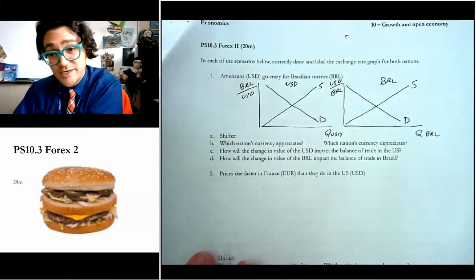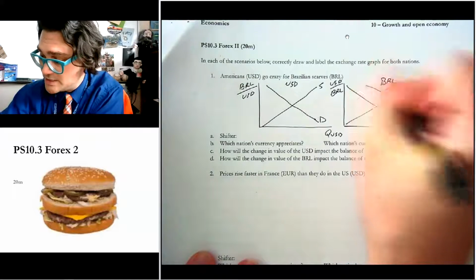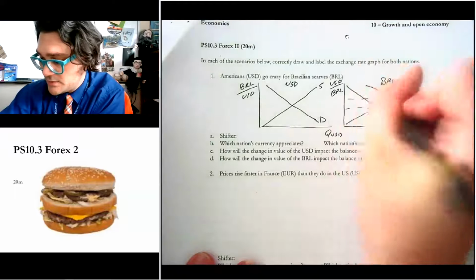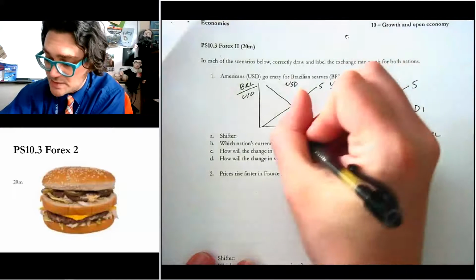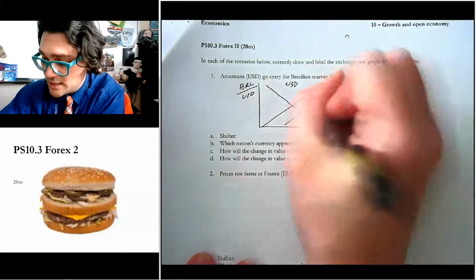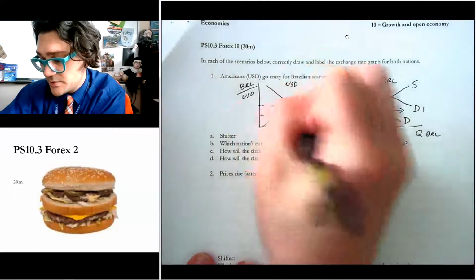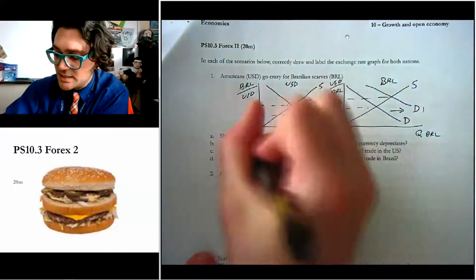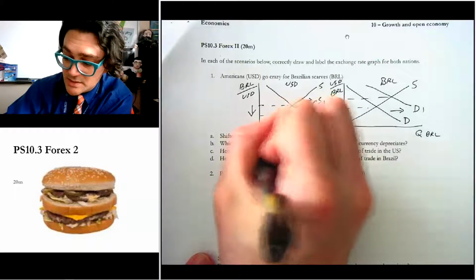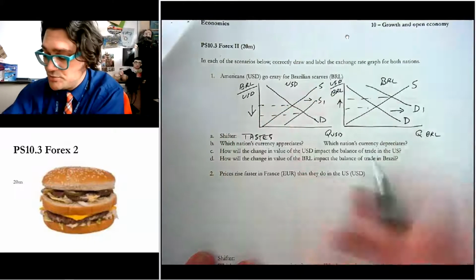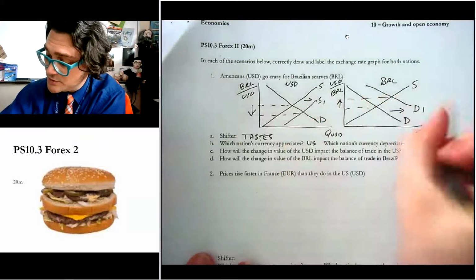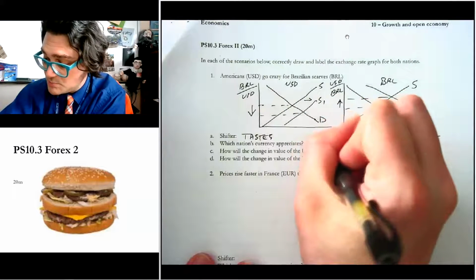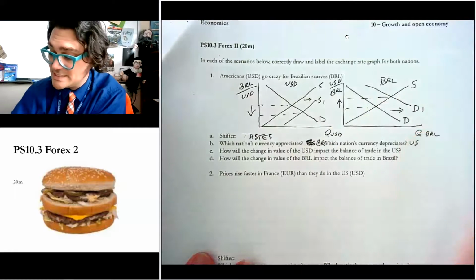And it says Americans are going to go crazy for Brazilian scarves. So what are they going to need? Well, they're going to need to buy more Brazilian currency. Okay, so that one appreciates, and they have to supply more US dollars in order to buy those scarves. What's the shifter? Tastes, because it's the tastes for the underlying goods and services. Which country appreciates? Brazil. Which country depreciates? The US.